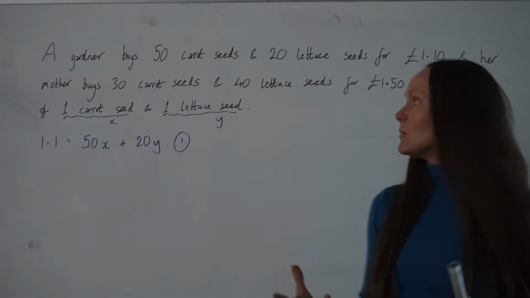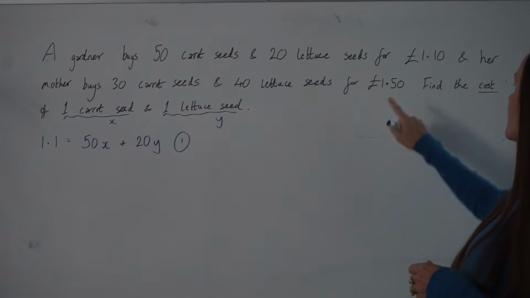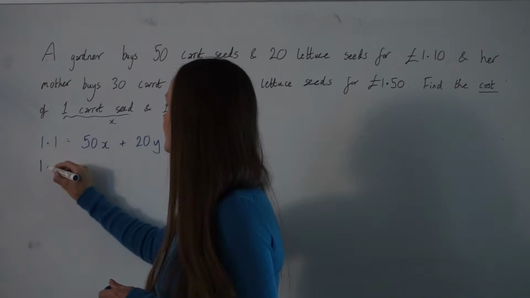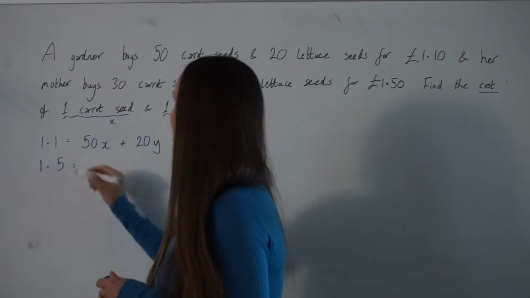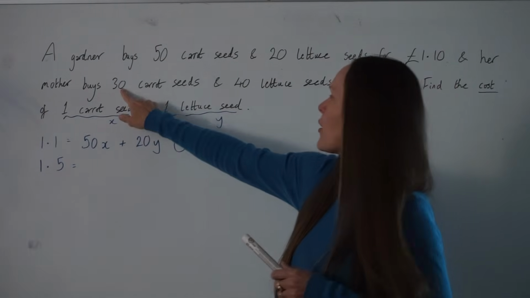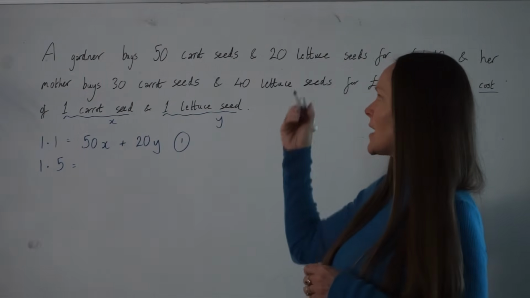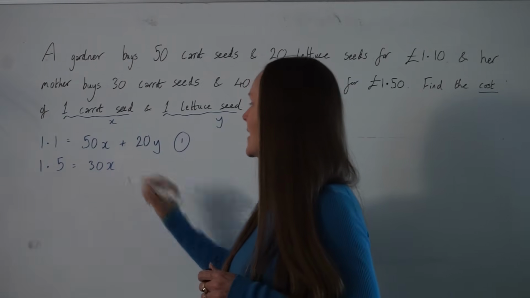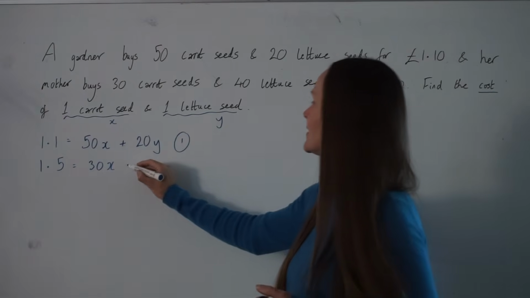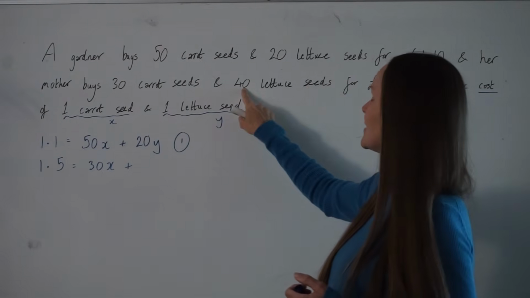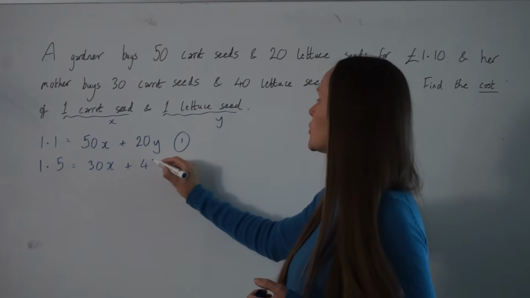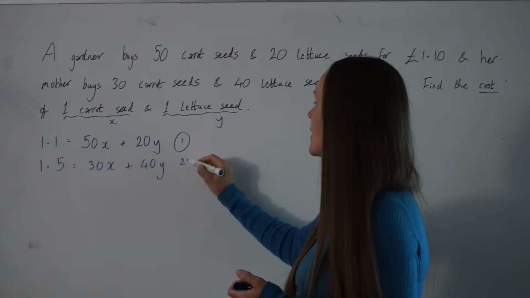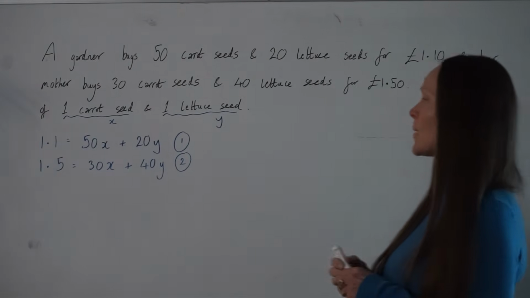Now we're going to do the same thing for her mother. So her mother spent £1.50, so let's write that as 1.5. We know that her mother spent 30x for carrot seeds, so you take the number of carrot seeds multiplied by the cost of 1 carrot seed, x, and then the same thing for lettuce seeds, so you take the number of lettuce seeds, 40, multiplied by the cost of 1 lettuce seed, which is y. Okay, so I'm just doing the same thing for her mother. Okay, so there's equation 2.